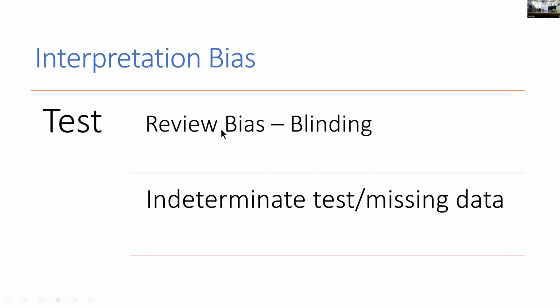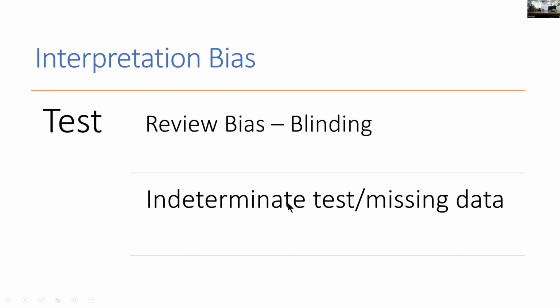It can be avoided by doing a single blinding, where they don't know what the index test is, or double blinding, where they don't know what the index test is or what the final outcome is. So this is something that can be avoided by doing a blinding.